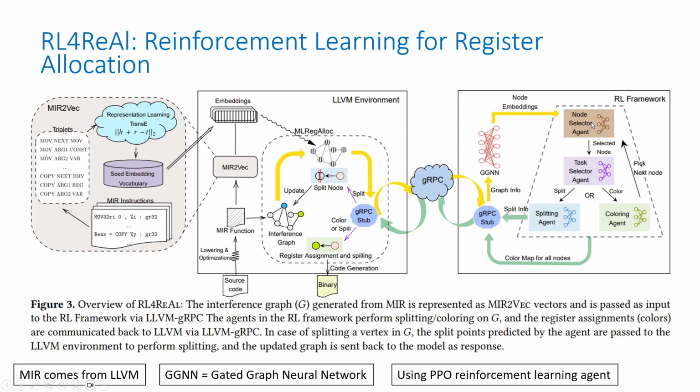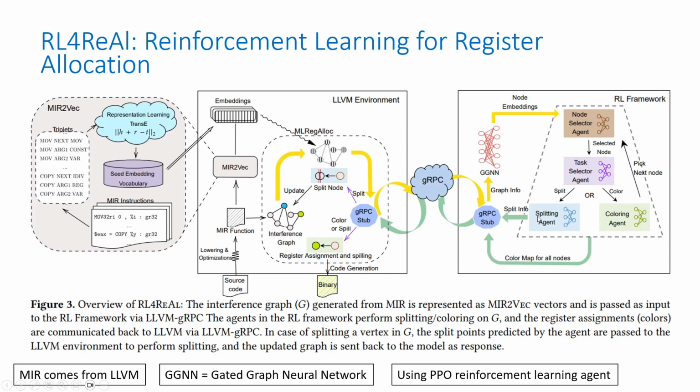The node selector is going to select the node in the graph to act upon. And once you select it, you're going to select the task to perform. So it could be splitting the node or coloring it. And then you have further agents to select how to color, what color to assign, or how to split that node, where it's going to use the dominance frontier.